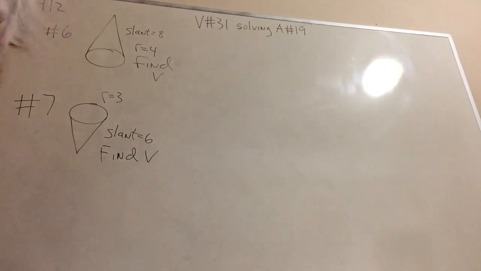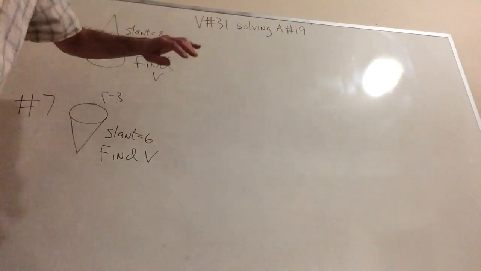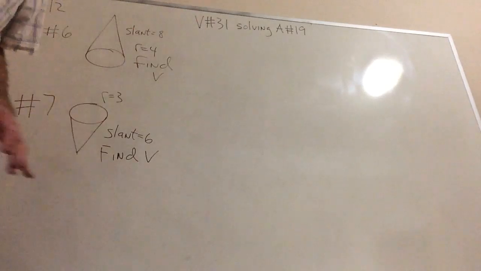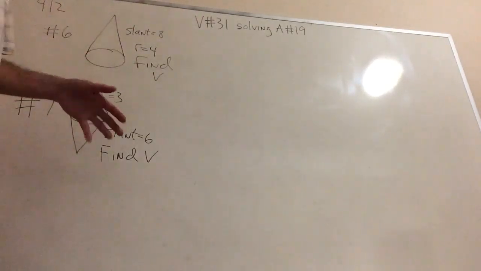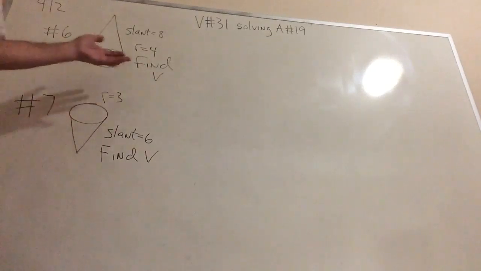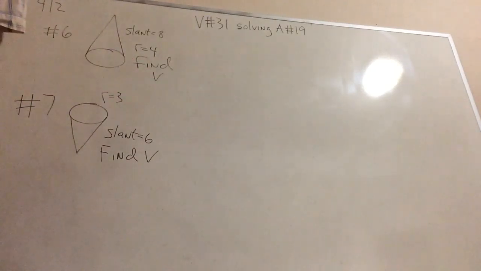All right, let's get going. We're doing video number 31, and I'm solving problems number 6 and 7 that I gave you. And you knew already before you started doing these problems that the radicals were going to pop up. All right, and so I'll do the problem now.